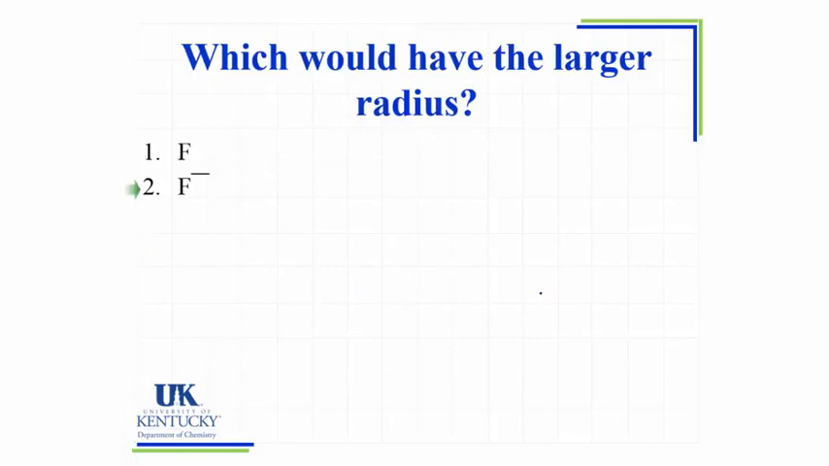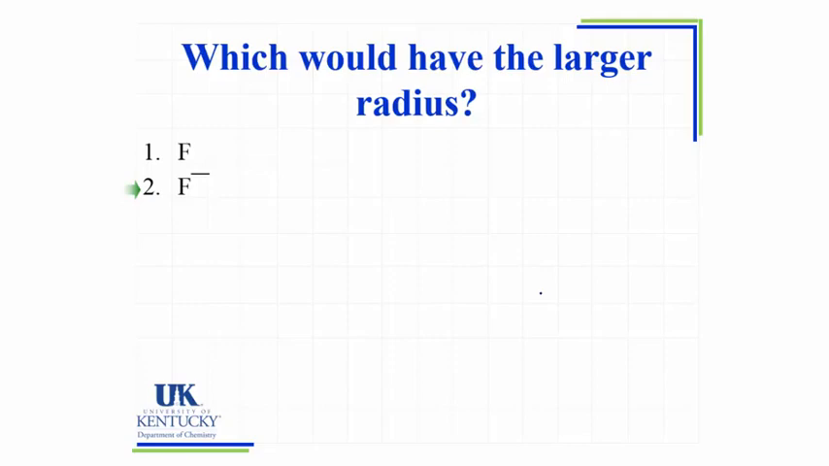If you chose the fluoride, you would be correct. And the truth of the matter is, every time you compare an atom to its anion, so you take a nonmetal and create an anion from it, the anion will always be larger than the atom itself.